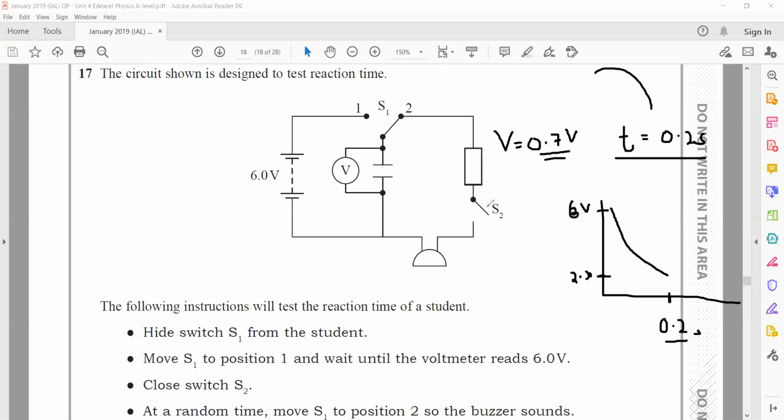But when I multiply R with C, it is not 0.2 second, it is smaller than that. That is why I should use a higher value of resistance and a higher value of capacitance until it matches with the reaction time of the student. It should not be too high, it should not be too low. Is it clear now?